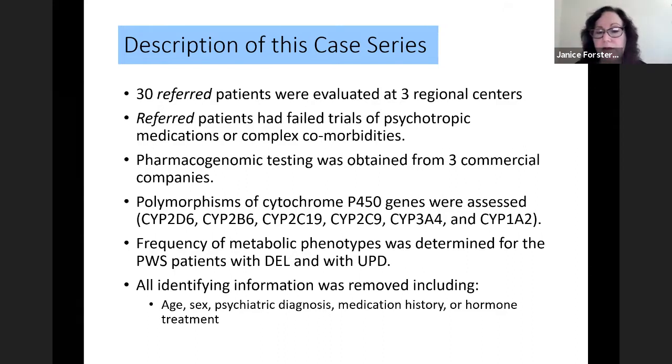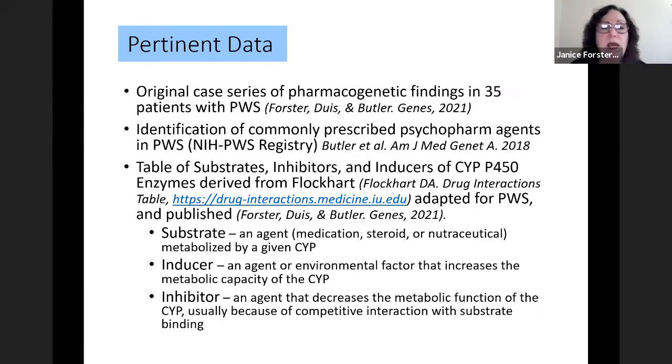All identifying information was removed, and you can see that these are the issues that were not present in our study. This is probably the biggest limitation of our results. So pertinent data, there are 3 other data sources that I want to identify. One was the original case series of pharmacogenetic findings in 35 patients that was published in Genes this year.